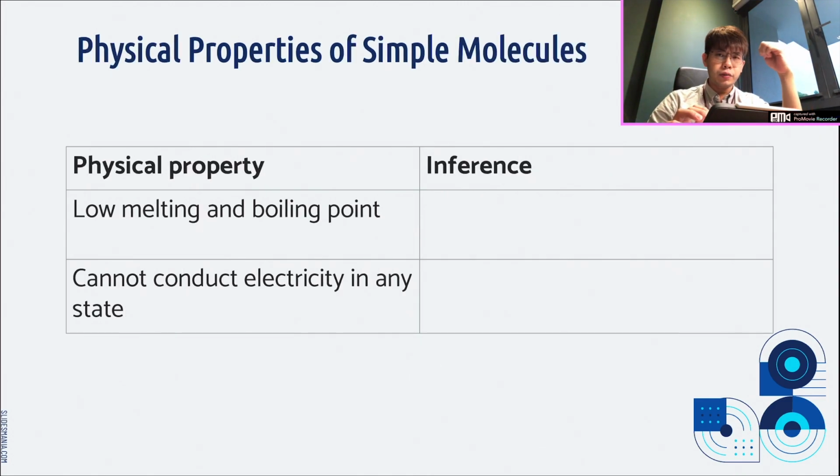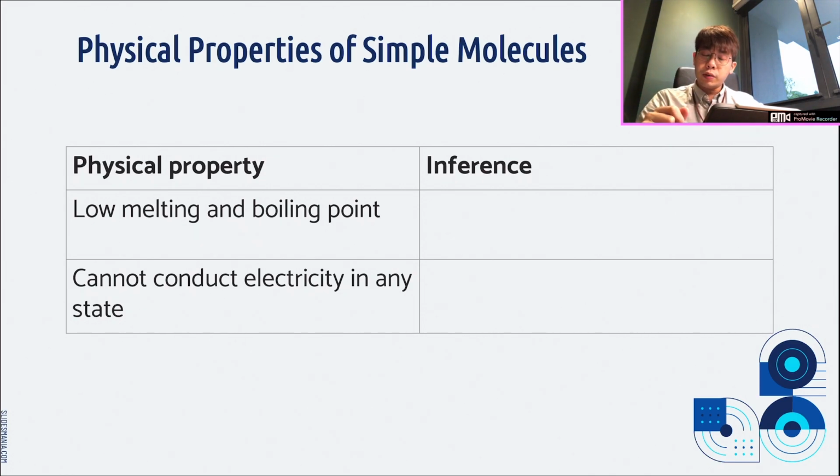So let's first start with simple molecules. I like to call it simple molecules because not all simple molecules are compounds. But some books do use covalent compounds, so I'll use both words interchangeably. Simple molecules and covalent compounds. So we have found out that actually simple molecules have a low melting and boiling point, as well as they cannot conduct electricity in any state.